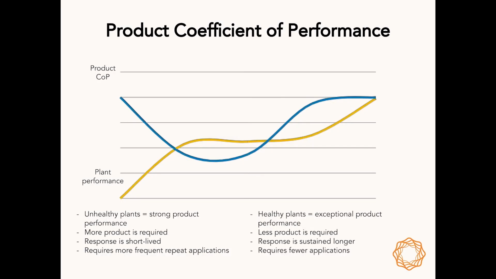So if you look at the summary of these points on the bottom, when you have unhealthy plants that are really stressed, you get strong product performance, but it requires more product application, and the response is fairly short-lived, and it's going to require more frequent repeat applications. But then the healthier the plants become, you get much better product performance, you need less product in the spray tank, and the response is sustained for a much longer period of time, and you actually need fewer applications over time.